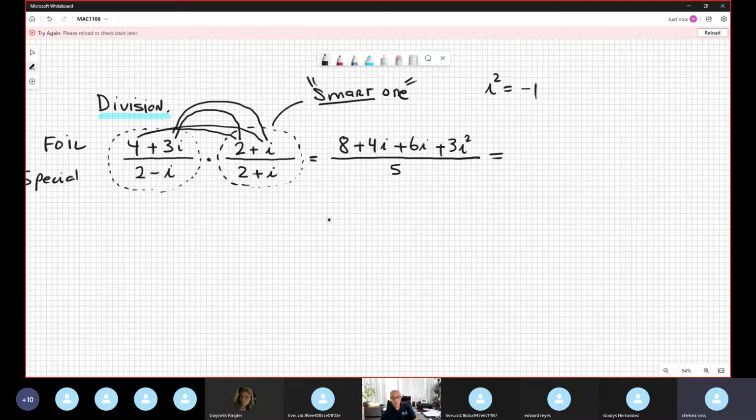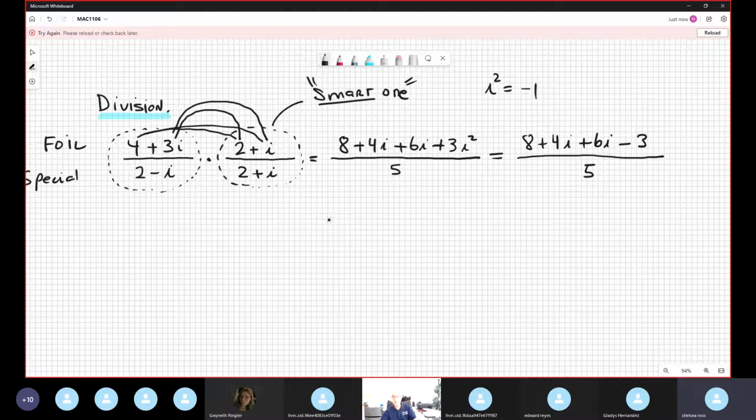Some students, when you have the habit, jump one step: you never write i squared because you know it's negative 1. Some students say, no, I put the negative here, it's much better. Students say, no, professor, step by step. Okay, too much, too fast. Let's do it step by step. So now 8 plus 4i plus 6i minus 3, because I know this fact: i squared is negative. Replacing. Okay, ready to combine.